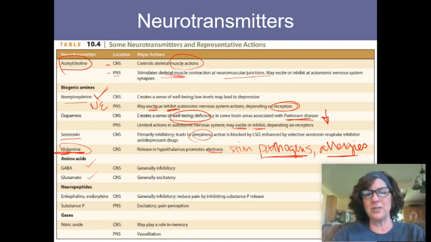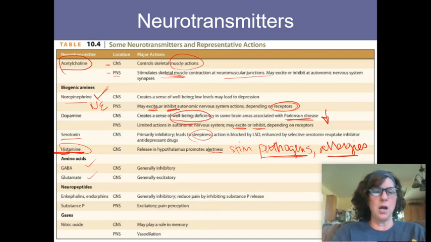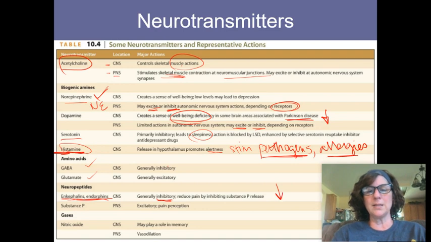Just pay attention to the fact that some are inhibitory, some are excitatory, some are both. Enkephalins and endorphins we are going to come back to, so that is something you will need to know. Generally, they're inhibitory. These guys bring things down, slow things down. What they do in many cases is they reduce your pain. So they're releasing and they're inhibiting the substance we call substance P, which is down below it.